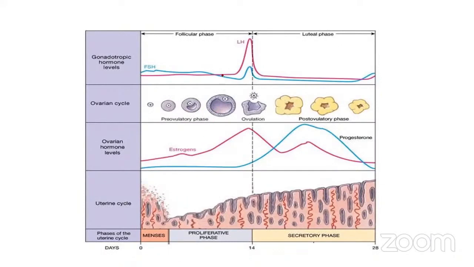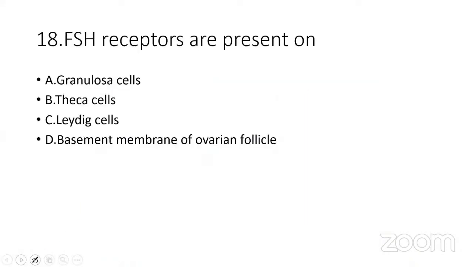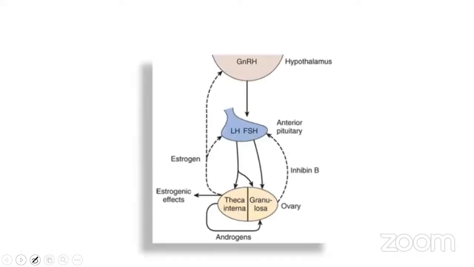Here you can see the different phases. In the pre-ovulatory phase, the estrogen level increases from the 8th day onwards and reaches a peak before ovulation, which coincides with the LH surge. In the post-ovulatory phase, it is progesterone, which is secreted by the corpus luteum. FSH receptors are present on granulosa cells, as we have already discussed. Which receptor is present on the theca cell? LH receptor, as in the Leydig cell.